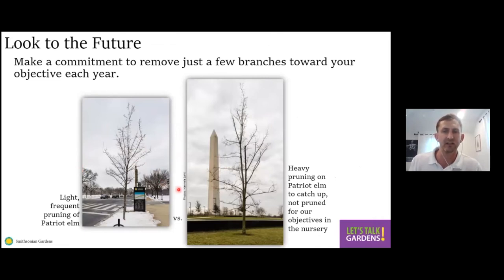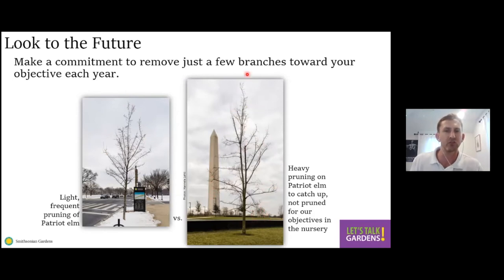Whereas this tree at the right was not really pruned that much in the nursery, so it required a lot more corrective work for the objectives that we were pruning for. Despite pruning this tree every year for about the 2 to 3 years before we took this photo, it's really got a pretty natural form to it. Whereas because this tree wasn't pruned with as much foresight, you can see these big choppy pruning cuts were necessary to kind of whip this tree back into shape.